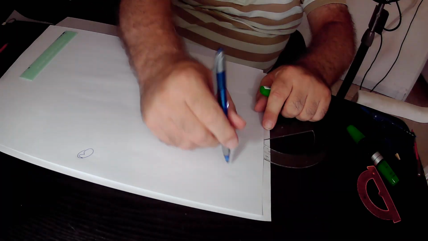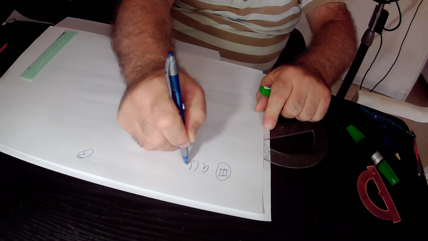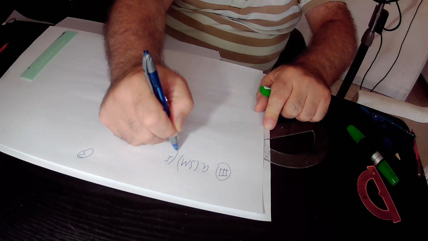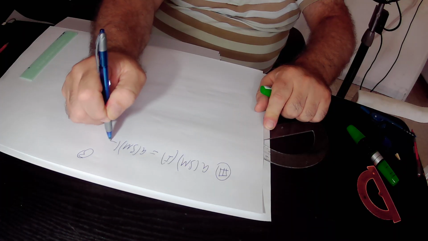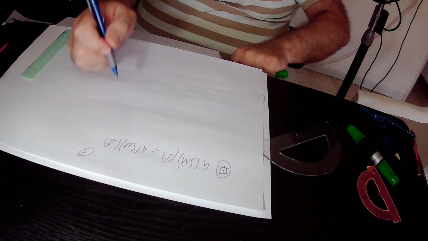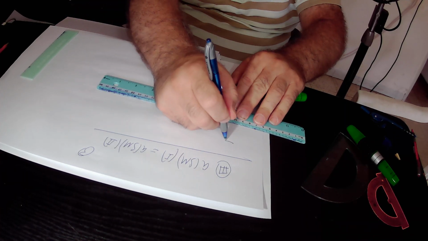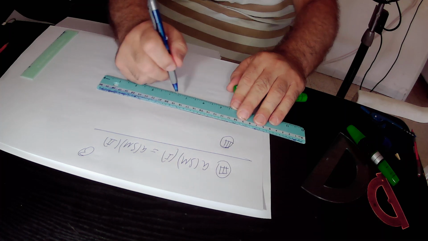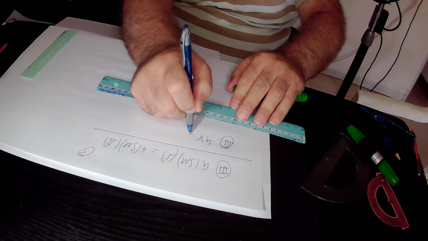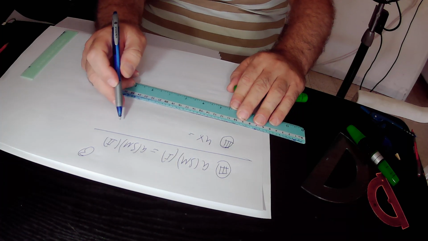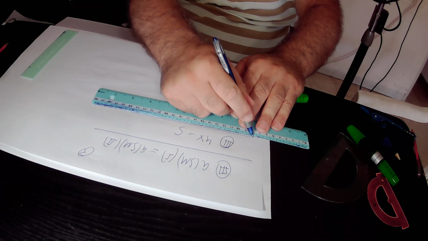According to equation 3, ASM according to equation 1 must be equal to ASM according to equation 2. ASM according to equation 1 equals 4x, and it must be equal to ASM according to equation 2, which equals 5. So in total, according to equation 3, we found out that 4x equals 5.